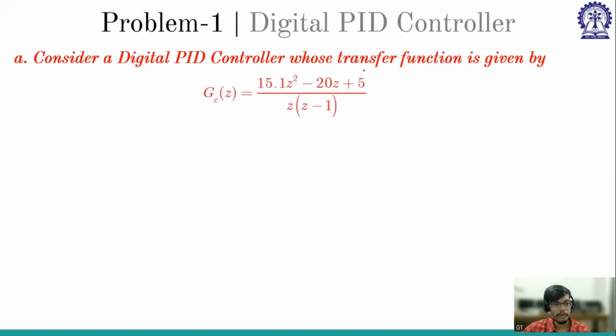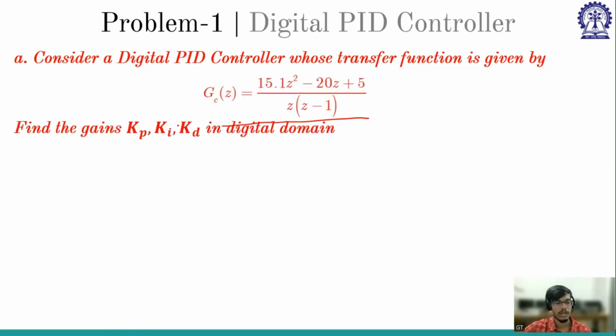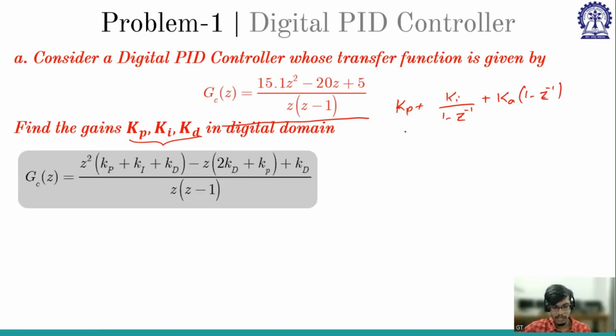I have given a digital PID controller whose transfer function is given as this. You are asked to find KP, KI, KD. Can anyone tell me the idea behind how to solve this? KP plus KI by s plus KD into s. Write the digital transfer function and compare it. KP plus 1 by s means 1 by (1 minus z inverse), and KD into s means (1 minus z inverse). If you multiply by z and take common, you will get this.